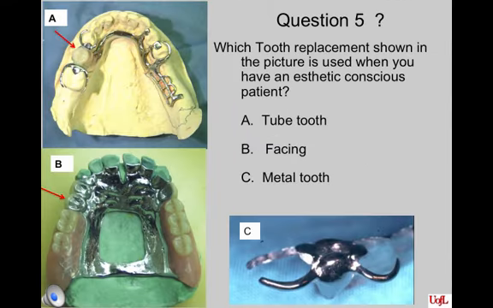Which tooth replacement shown in the picture is used when you have an aesthetic conscious patient? A, the tube tooth, B, the facing, C, the metal tooth. This one, pretty obvious. The tube tooth, which has an occlusal in resin, would be the one of choice.